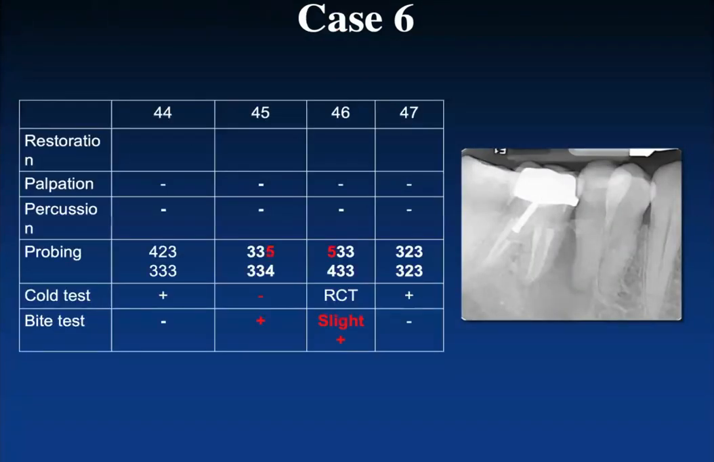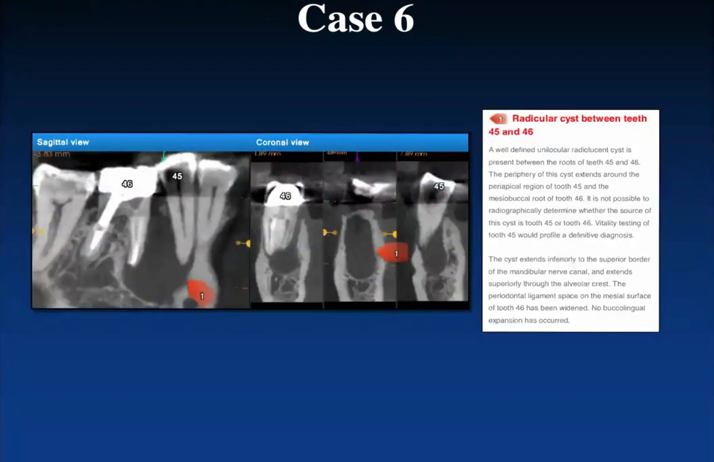So the testing was done. The tracing for the sinus was inconclusive as well. The probing showed a deep pocket on the distal of the 5, mesial of the 6. The cold testing was negative on the 4.5. The bite test was positive on both. So this is more indicative that the 5 is the problem. So we followed that.